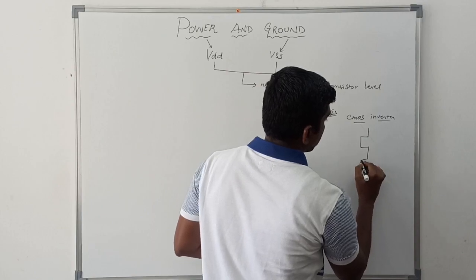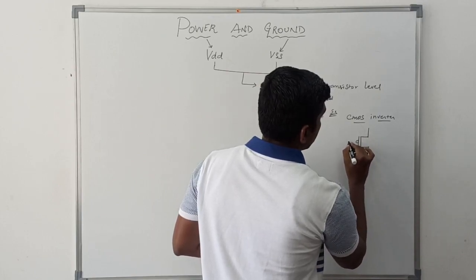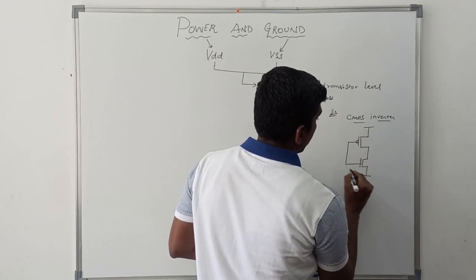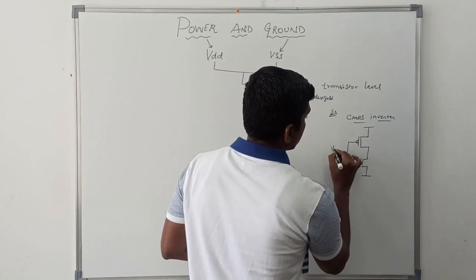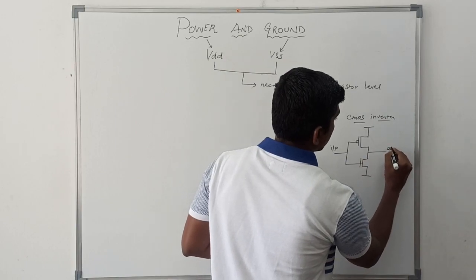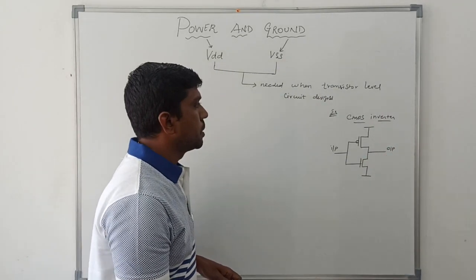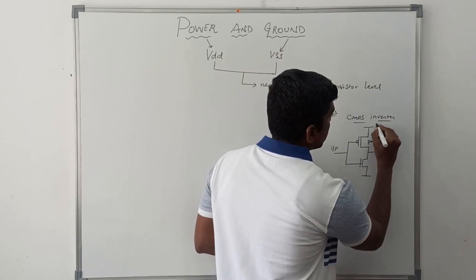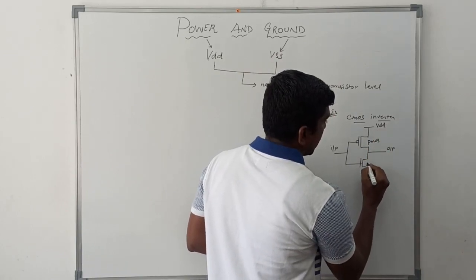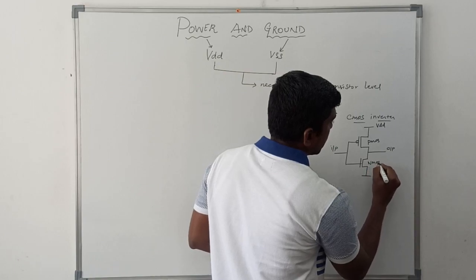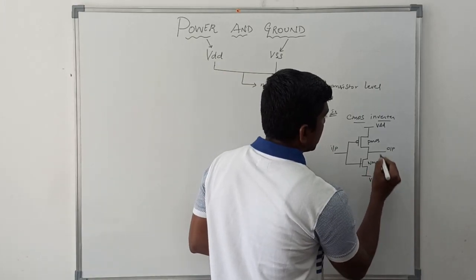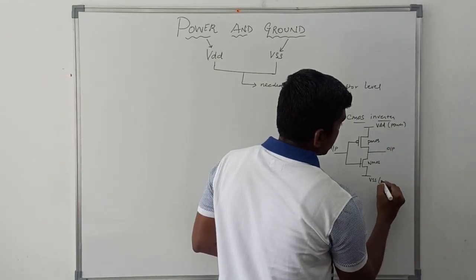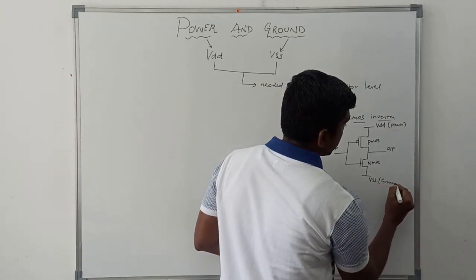It has two transistors. One is namely called the PMOS transistor and another one is the NMOS transistor. So this is an input, this one is output. This PMOS transistor is connected to VDD and the NMOS transistor is connected to VSS. So VDD means power, and VSS in the sense ground.